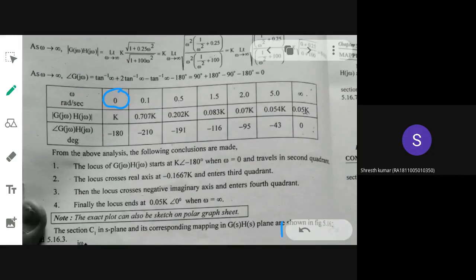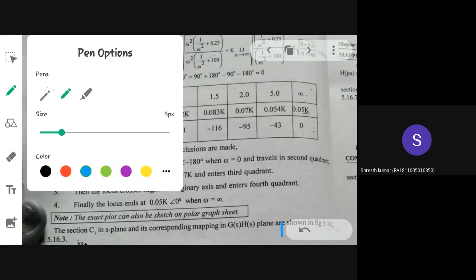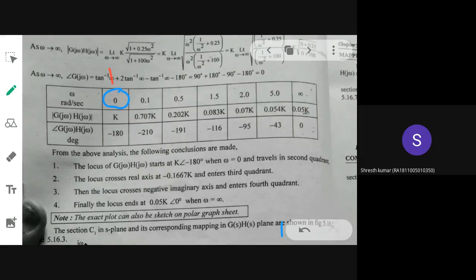All right. Now, two important values you note down. What happens to the magnitude when omega is equal to 0, and what happens to the magnitude when omega is equal to infinity. The magnitude is k and 0.05 k, and the corresponding angles are minus 180 and 0. These two things you have to know mandatorily, even if you are not doing these calculations.